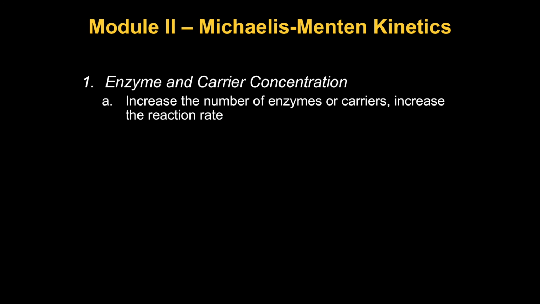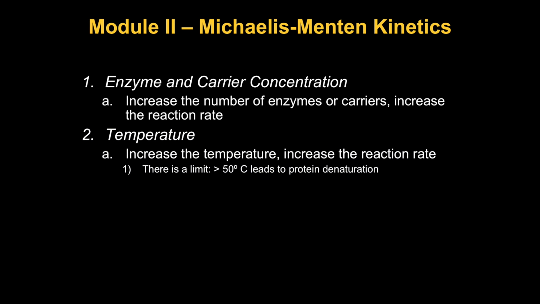The next thing that is going to be of concern for us is enzyme and carrier concentration. So the reaction rate is limited by the number of enzymes you have around. The reaction rate is going to be limited by the number of transport proteins that we have hanging around. So theoretically, the more enzymes, transport proteins, or carriers you have, the faster the reaction will be.